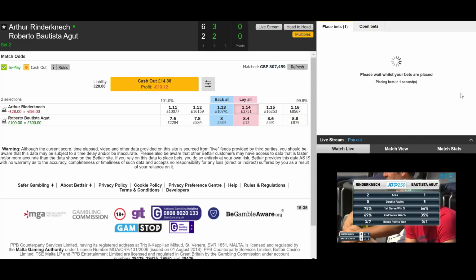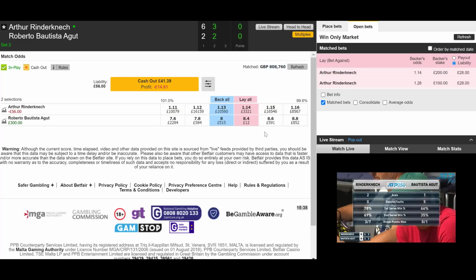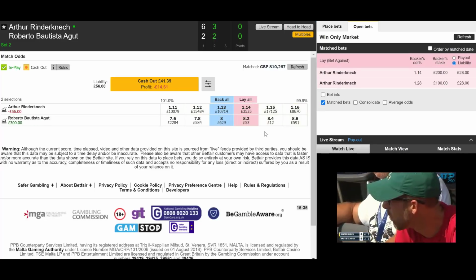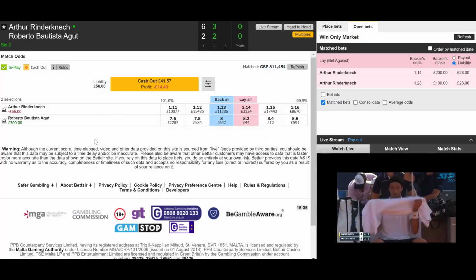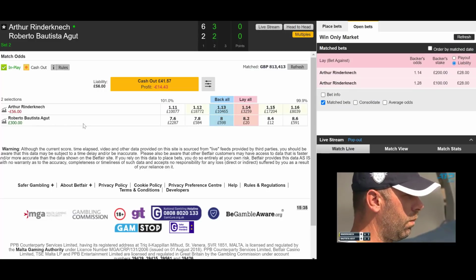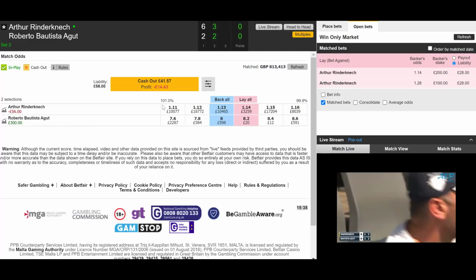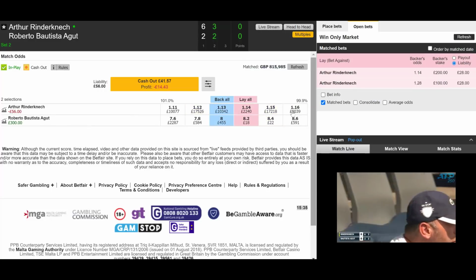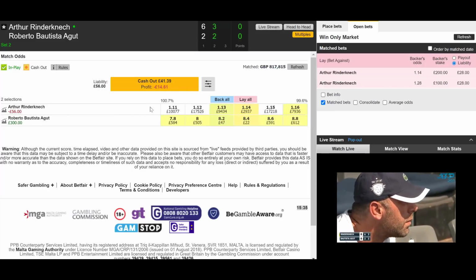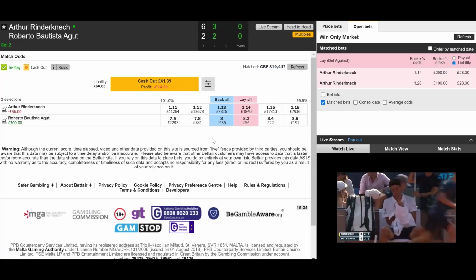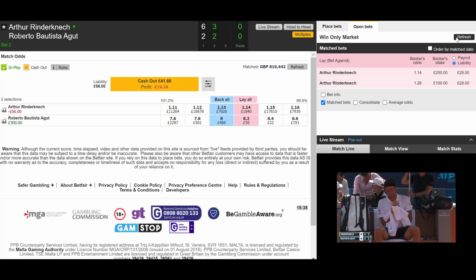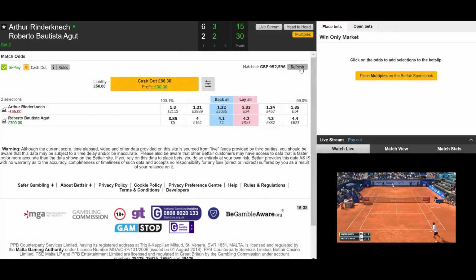Because usually, for a lot of players, when they've just broken serve, that service game after that is pretty high pressurized, especially if you're the underdog. And all we want is Bautista Agut to put some pressure on Rindenech's serve, swing the ticks back in our direction, and then we can look to at least remove some of this liability. So anyway, let's see if we can get out of this little hole that we just got in.